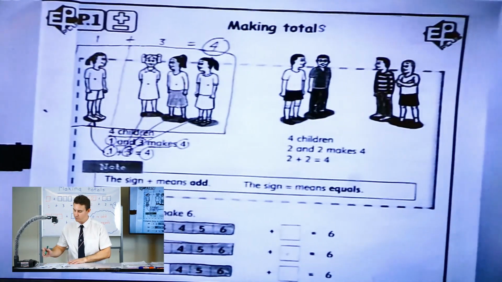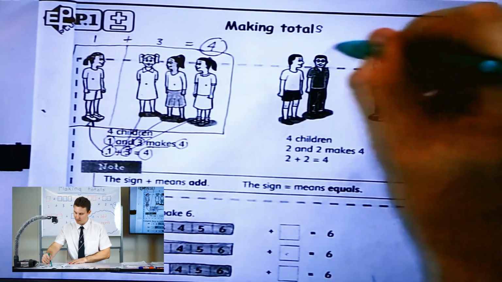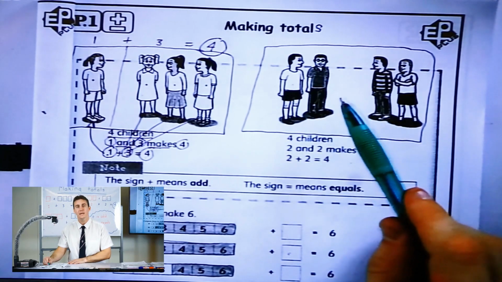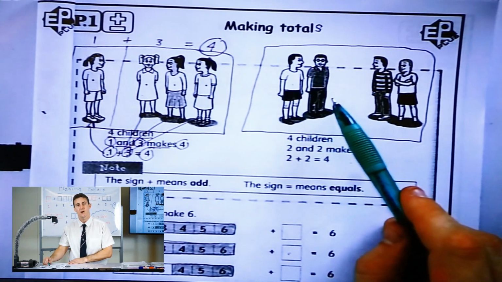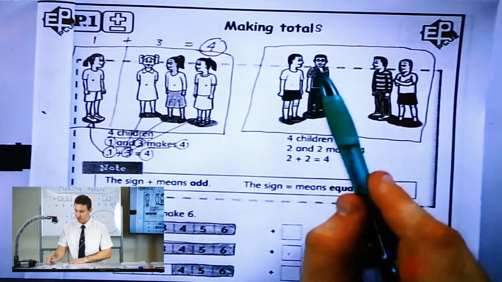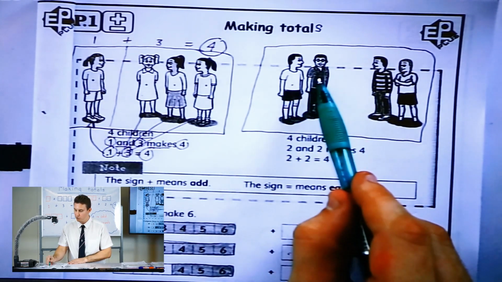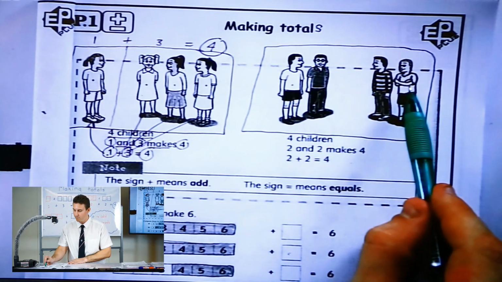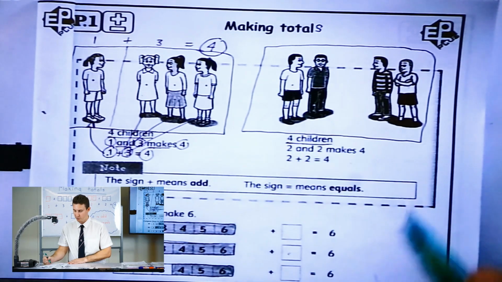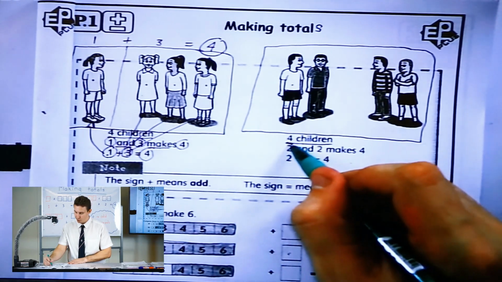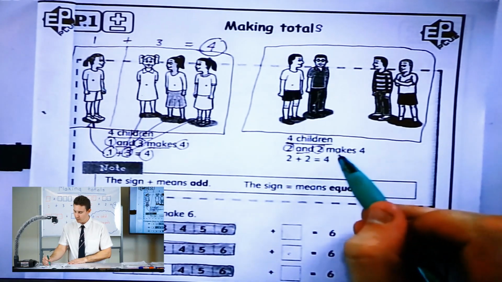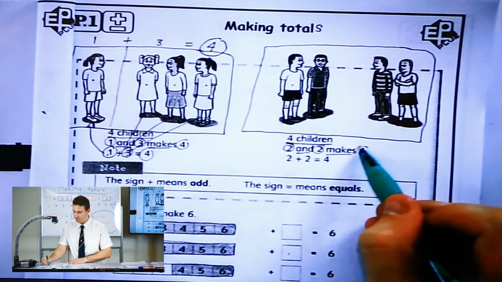Okay, let's move on to the next example here. How many children can you see there now? How many? What do you think? Good, yes, let's count. 1, 2, 3, 4. And it says 4 children. 2 and 2 makes 4.